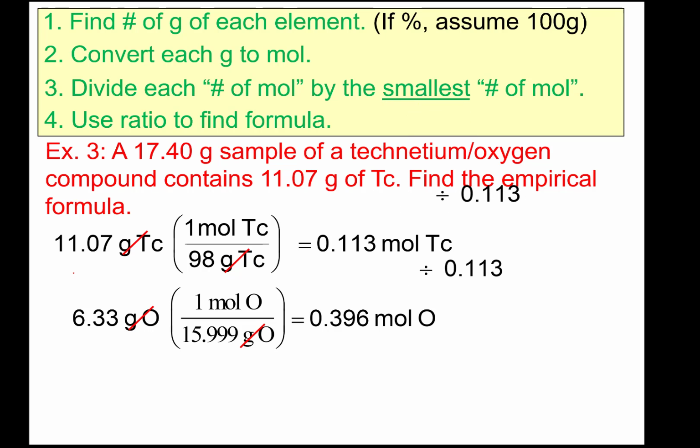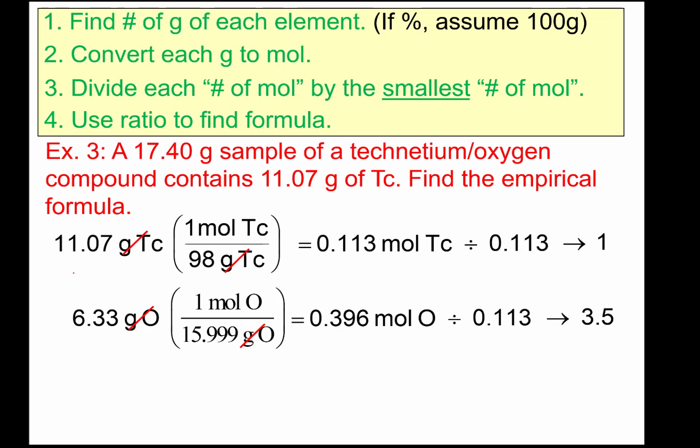Divide by the smallest number. So we get that fraction there, 3.5. We can't have that in a formula, so we're going to multiply both the subscripts by 2. And that is our empirical formula.